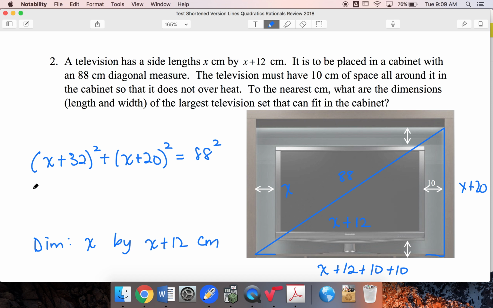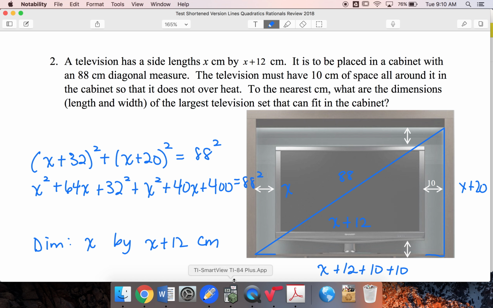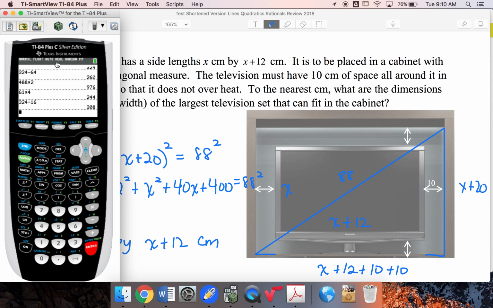So when I expand this, I'll get x squared plus 64x plus whatever 32 squared is, plus x squared plus 40x plus 20 squared, which is 400, equals 88 squared. This is a calculator problem, so I'm going to solve it using my PolySmult. So I'm going to go to Apps and PolySmult. Press any key. Root Finder. It's a quadratic.